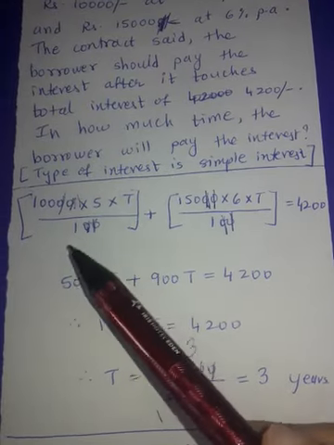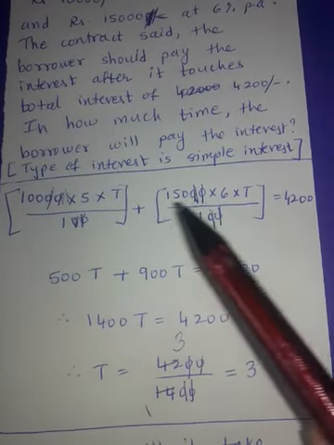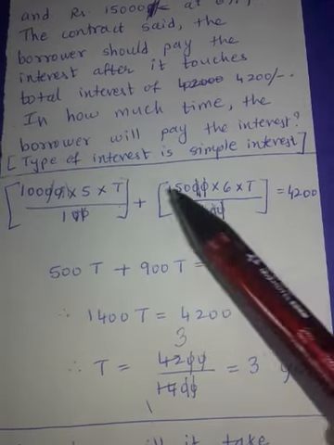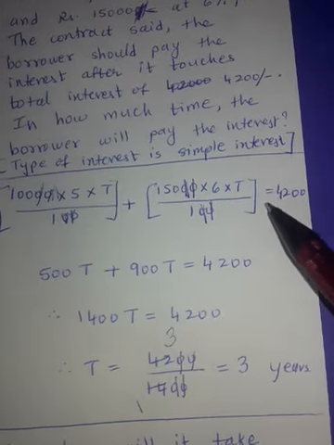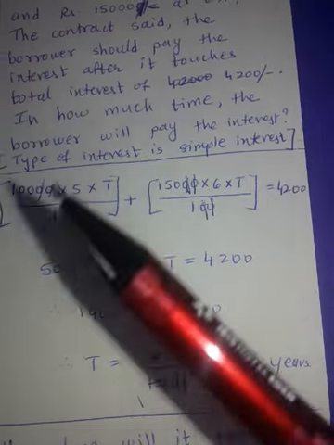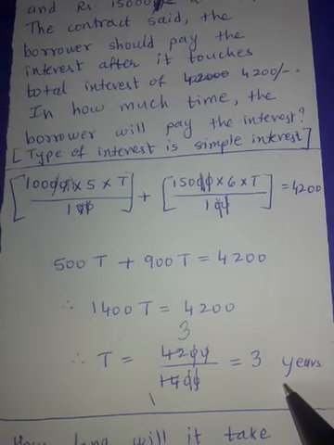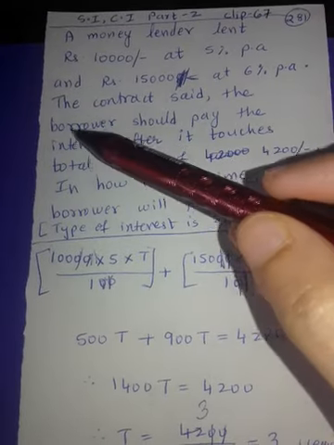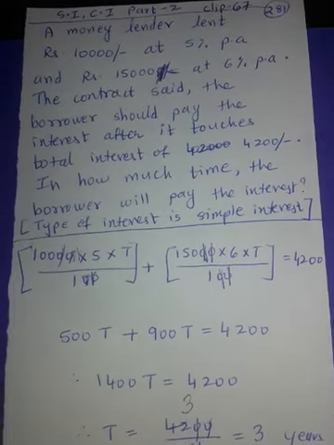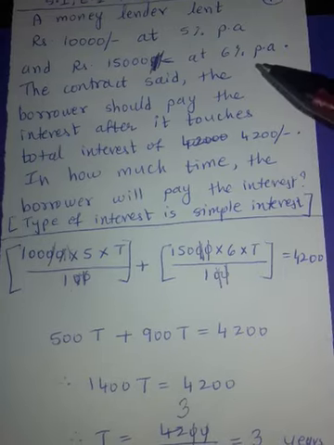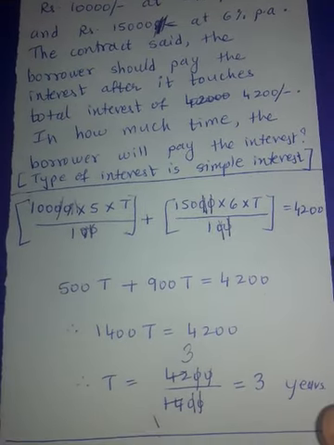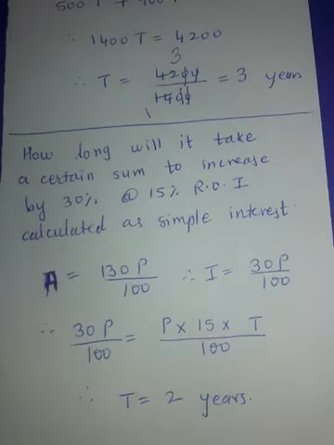Very simple. PRT upon 100, same formula we used. Principals were different, interest were different, but time was same. And total interest is given to us. So we substituted everything and we found out T as 3 years. But इतना ऐसा बड़ा एग्जाम्पल, द कॉन्ट्रैक्ट सेड सो एंड सो, तो हम थोड़ा घबरा जाते कि बाप रे ये क्या है. कुछ नहीं है, ये एकदम सिंपल एग्जाम्पल है. पढ़ लोगे तो समझ में आ जाएगा. लेट्स सॉल्व नेक्स्ट एग्जाम्पल.